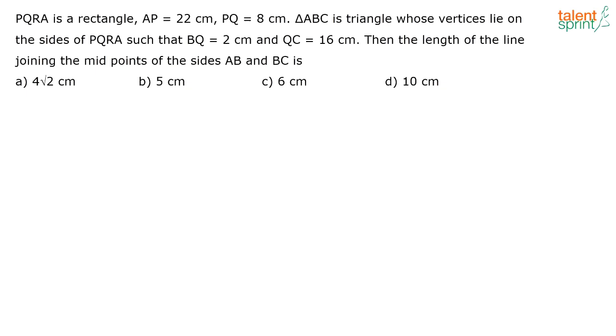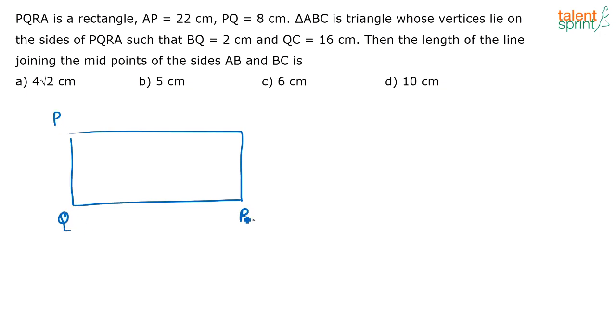Now let's just draw whatever information is given in the question. Let's try to represent it. So what have they said? They say that there is a rectangle, correct? PQRA, that's a rectangle, and they have given AP is 22 centimeters. So rectangle means this side is 22 centimeters, and this is also equal to 22 centimeters, and PQ, or this side, this breadth, is going to be 8 centimeters. Now what are they saying?